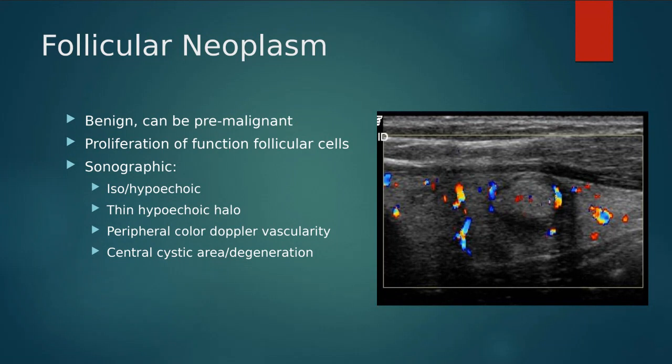We're also going to see peripheral color Doppler vascularity. So we're going to be seeing vessels traveling around the outside or the periphery of the finding. And then we could see central cystic areas of degeneration. So we have our hypoechoic halo traveling right around it, and that kind of helps us to visualize it when we have those borders and those halos. We also can see those peripheral vessels lighting up because we have our color on.